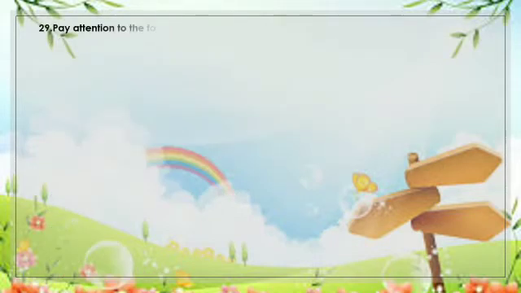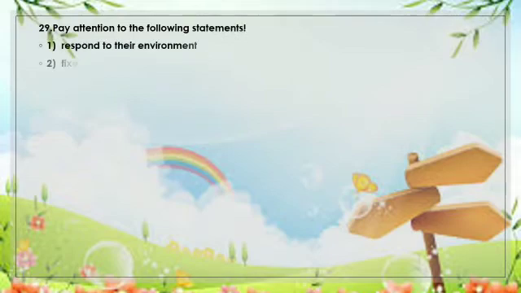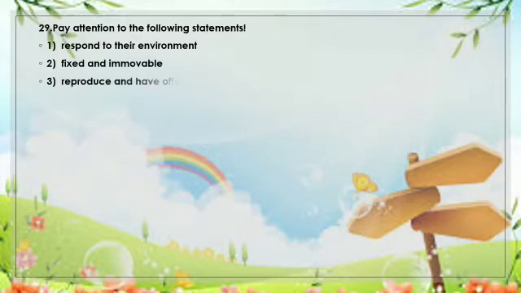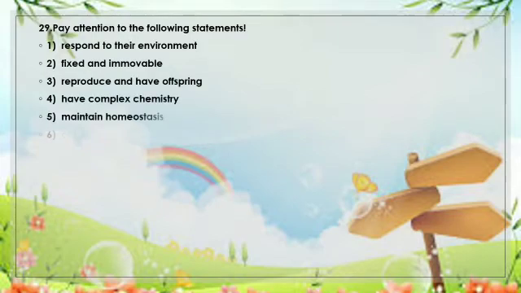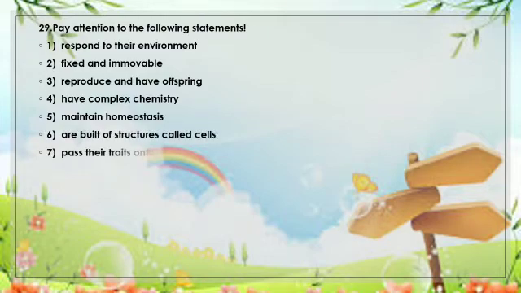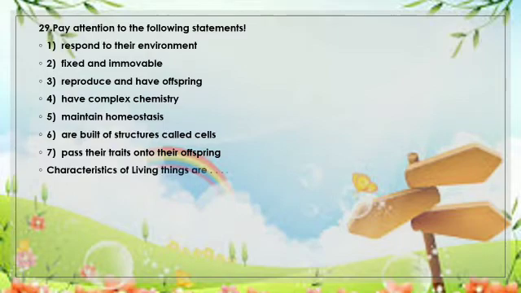Pay attention to the following statements. 1. Respond to their environment. 2. Fixed and immovable. 3. Reproduce and have offspring. 4. Have complex chemistry. 5. Maintain homeostasis. 6. Are built of structures called cells. 7. Pass on traits to their offspring.